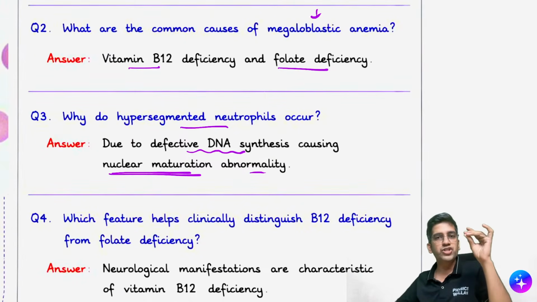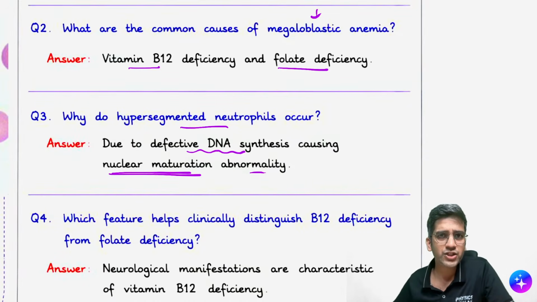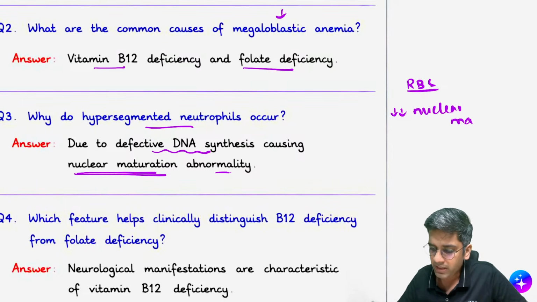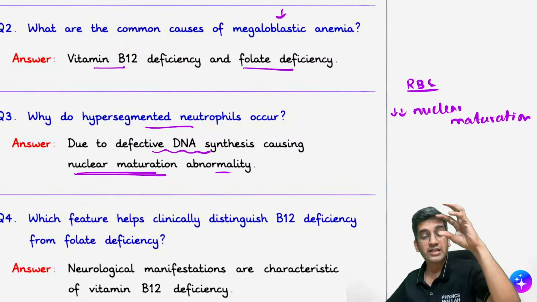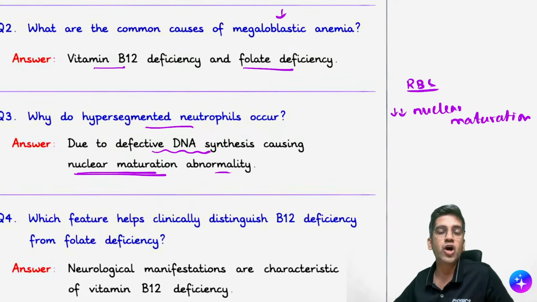See, nuclear maturation is defective in case of hypersegmented neutrophil. So can I say in this condition, RBC nuclear maturation also will be defective? Yes, for sure, right? So when you take RBC also, I'll have a defective nuclear maturation. If you remember RBC's erythropoiesis, the pro-erythroblast has a big nucleus. When it came to an RBC, the entire nucleus had disappeared. It was gone, right? So maturing of nucleus in RBCs means disappearance of nucleus, because mature RBC does not have a nucleus.